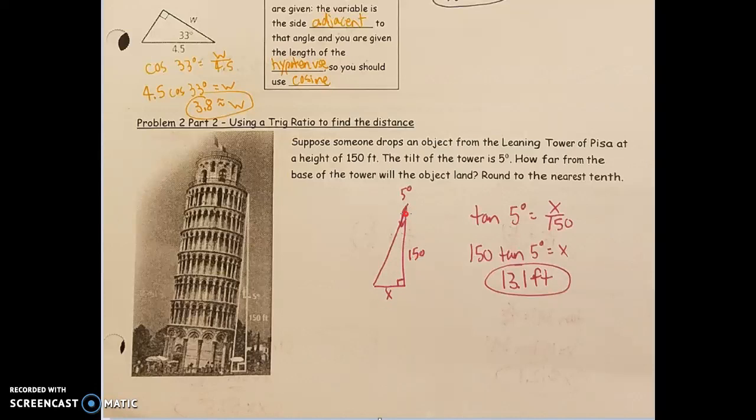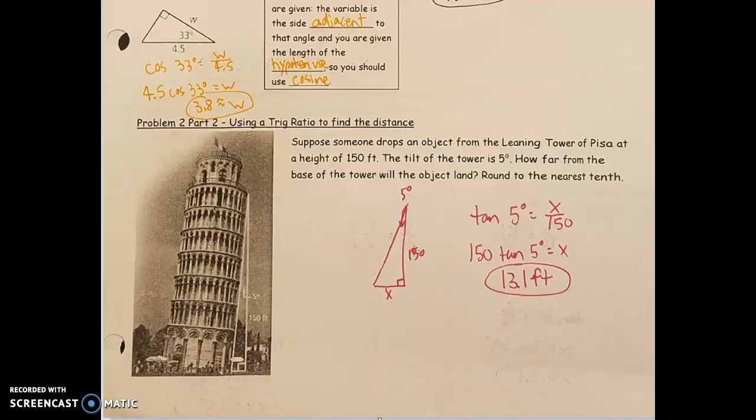So if the two sides, I want to find the side that's opposite, and I'm given the length of the adjacent, if I think opposite and adjacent, I should be thinking tangent. So the tangent of 5 degrees is opposite over adjacent. That would be x over 150. And again, if I just multiply both sides by 150 and punch that into my calculator, I should get about 13.1 feet. So most important step I'd say is make sure you have the right trig function.